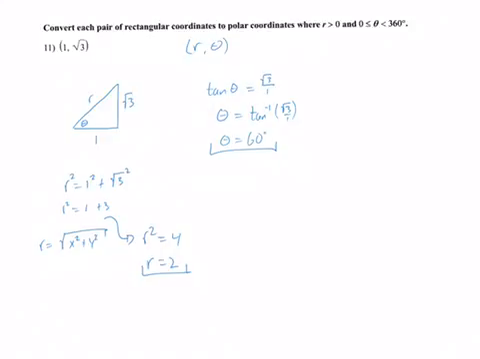And yes, you could use this as a formula right here. Theta is equal to tangent inverse of y over x would give you that theta. Anyway, so then my final answer is going to be 2 comma 60 degrees.